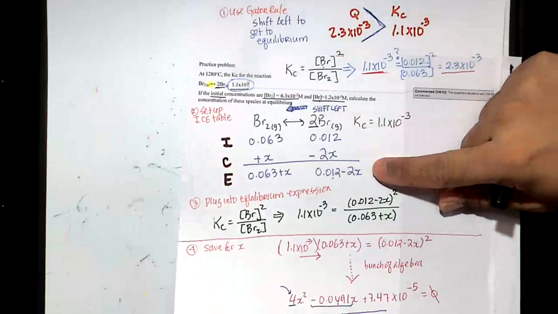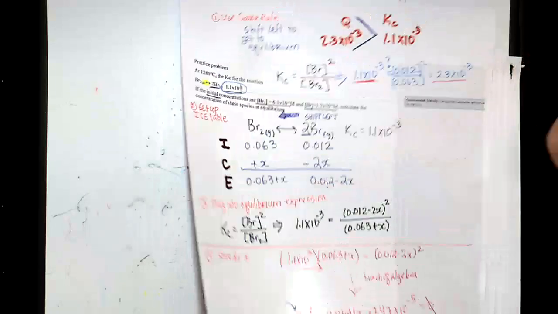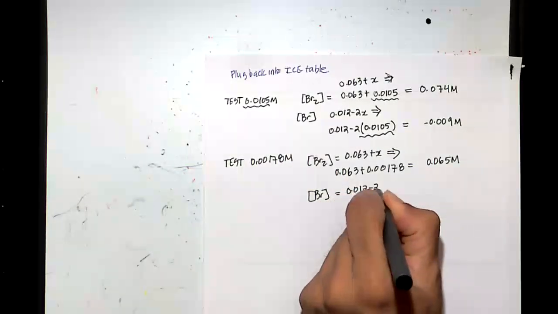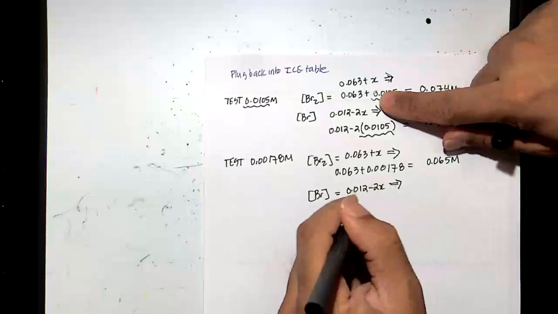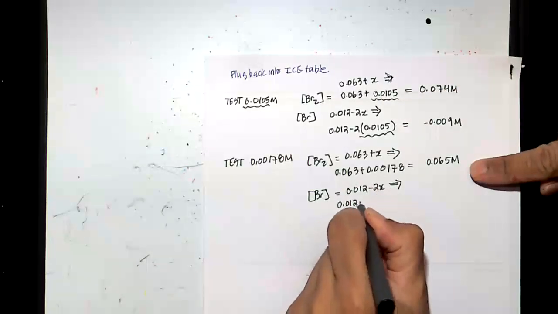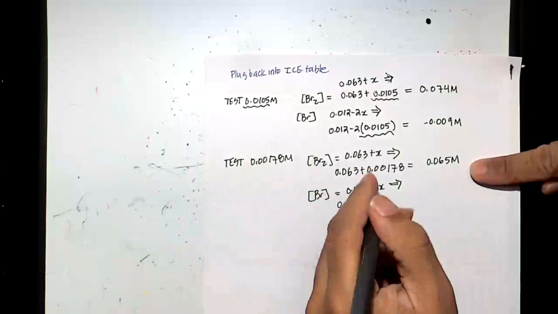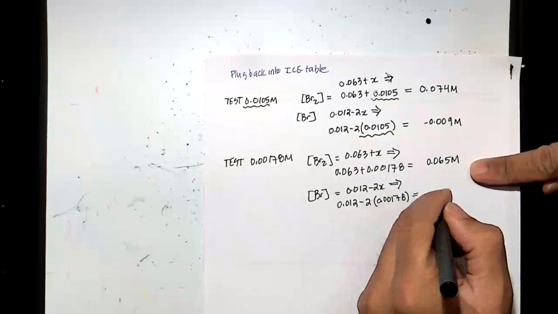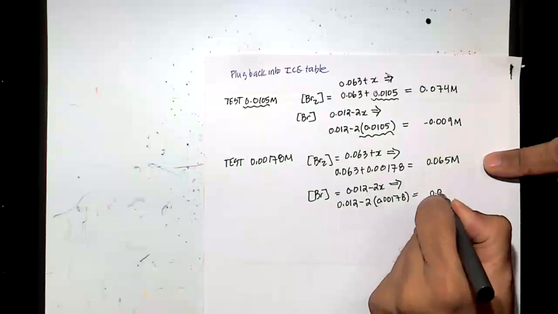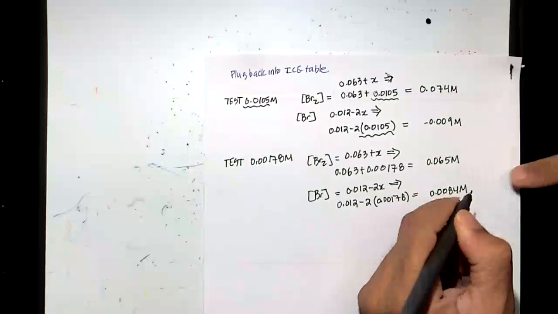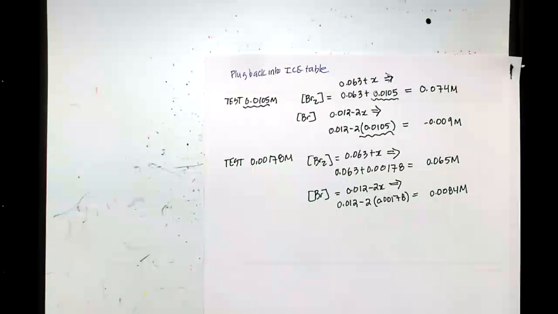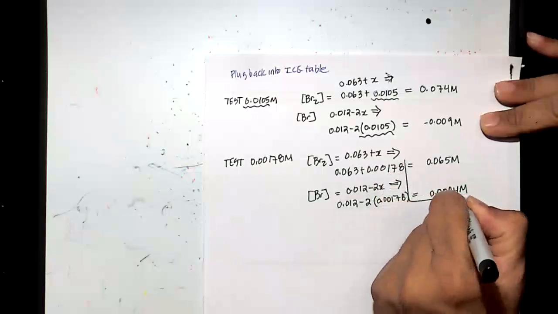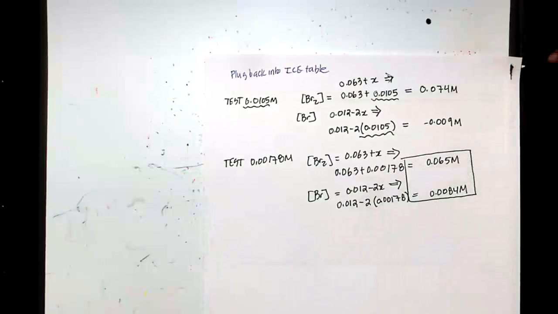All right, let's do Br. The equilibrium concentration of Br for this reaction is 0.012 minus 2x. Same as above. 0.012 minus 2 times the value we're testing, 0.00178, and I'm getting 0.0084. This looks to be the right answer in terms of my final equilibrium concentration.